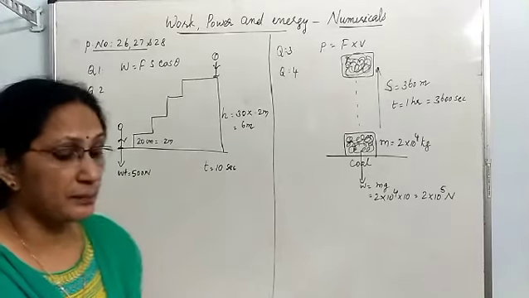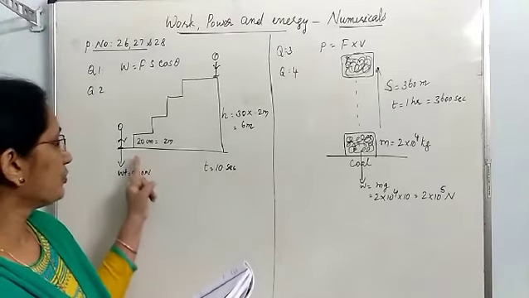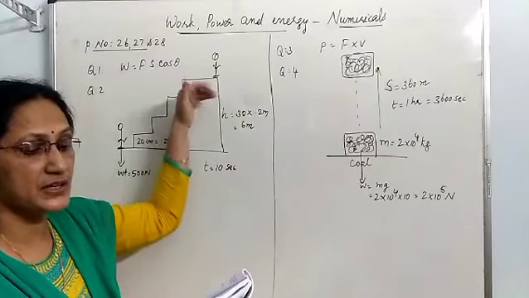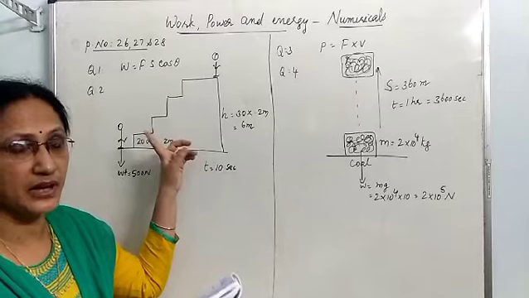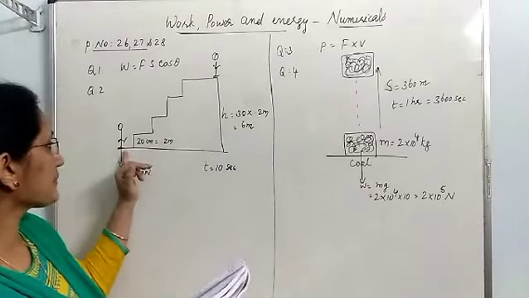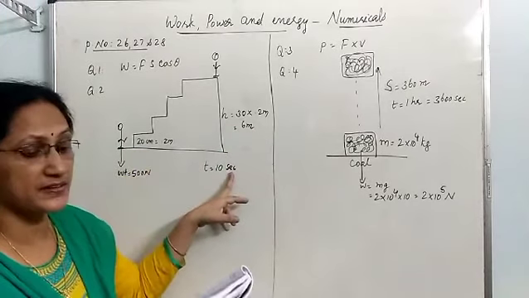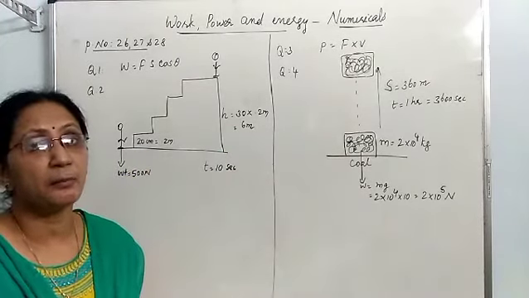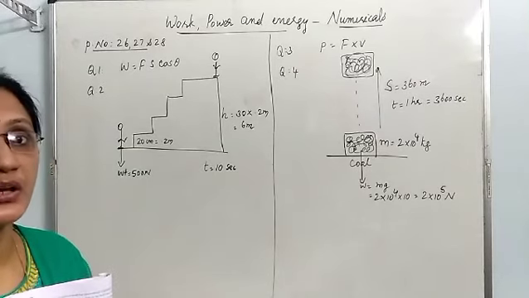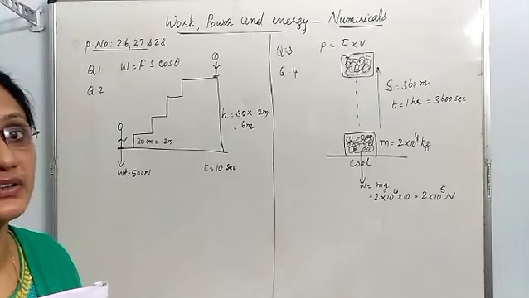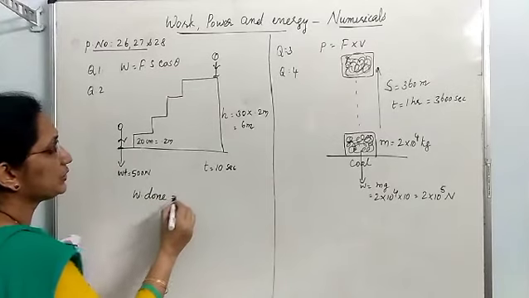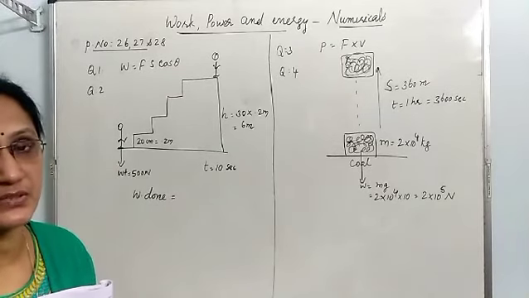A man weighing 500 Newton moves upstairs up to a flight of 30 steps, height of each step 20 centimeter, within 10 seconds. This man reaches from here to here within a time of 10 seconds. Calculate the power of the man. You know power is work upon time. So you have to calculate the work done by the man. Let us calculate. Work done is equal to force into displacement.